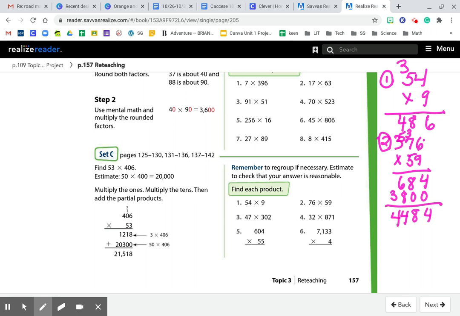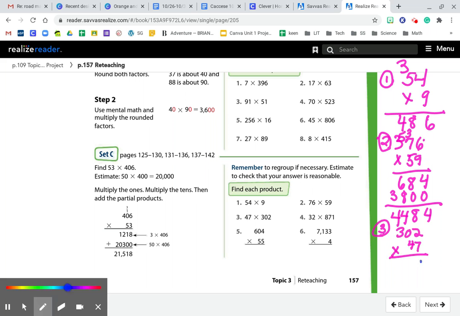And 4484, number 3. See if I can jam this in here. 302 times 47. Maybe if I change my color, that would be a little better for you.